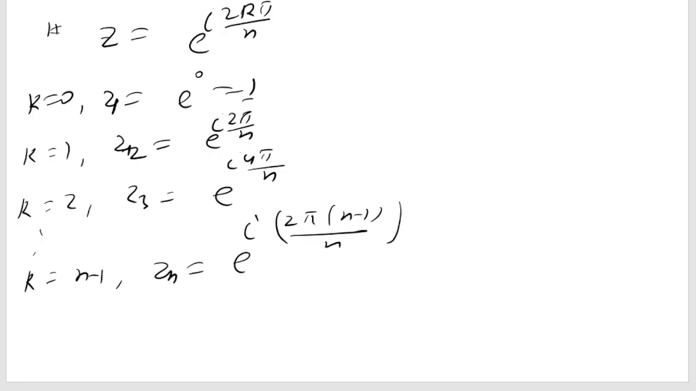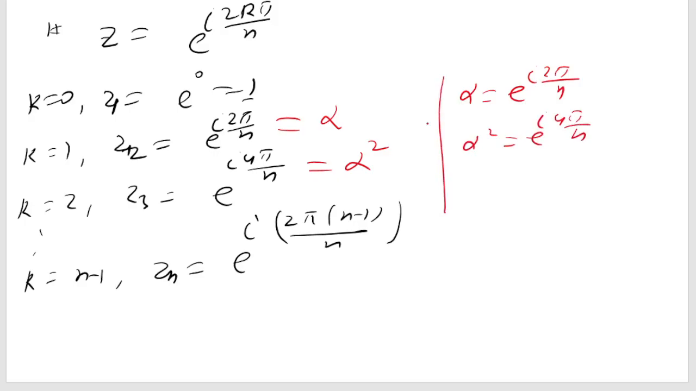Let's say this value, e to the power i 2 pi by n, is alpha. So obviously this is alpha square, because if alpha is e to the power i 2 pi by n, then alpha square is nothing but e to the power i 4 pi by n. So it goes like this: 1, alpha, alpha square, similarly up to alpha to the power n minus 1.